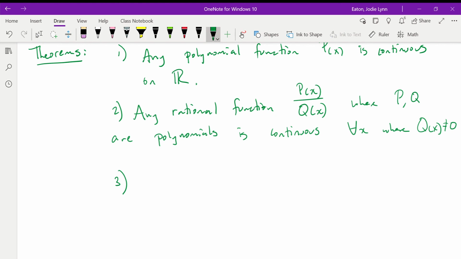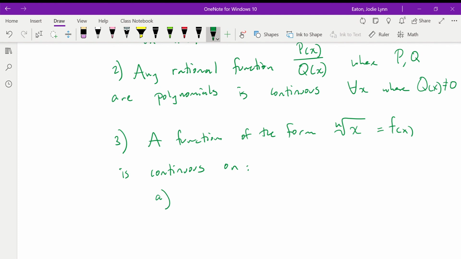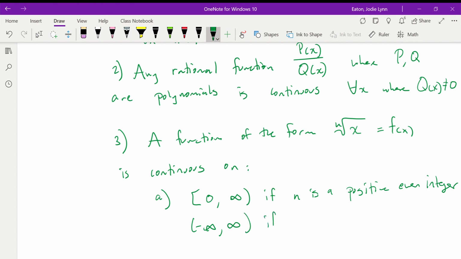And number 3, a function of the form the nth root of x equals f of x is continuous on the following intervals: 0, positive infinity, if n is a positive even integer, and on negative infinity, infinity, if n is a positive odd integer.